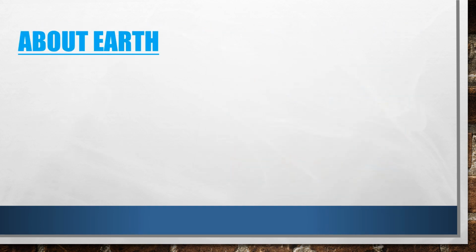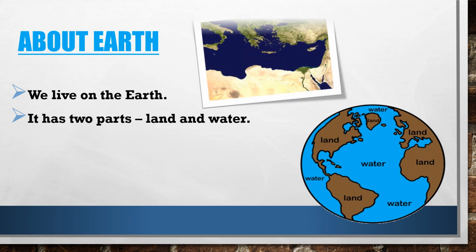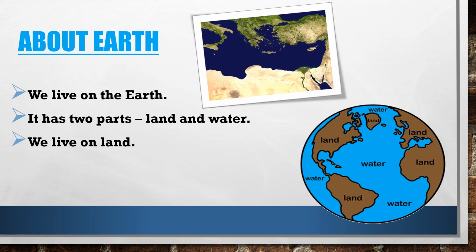First, let us know something about Earth. We live on the Earth. Do you know, children? It has two parts, land and water. You can see in this picture, the brown and green part is known as land, whereas the blue part is known as water. We live on land. Some water animals live in water.